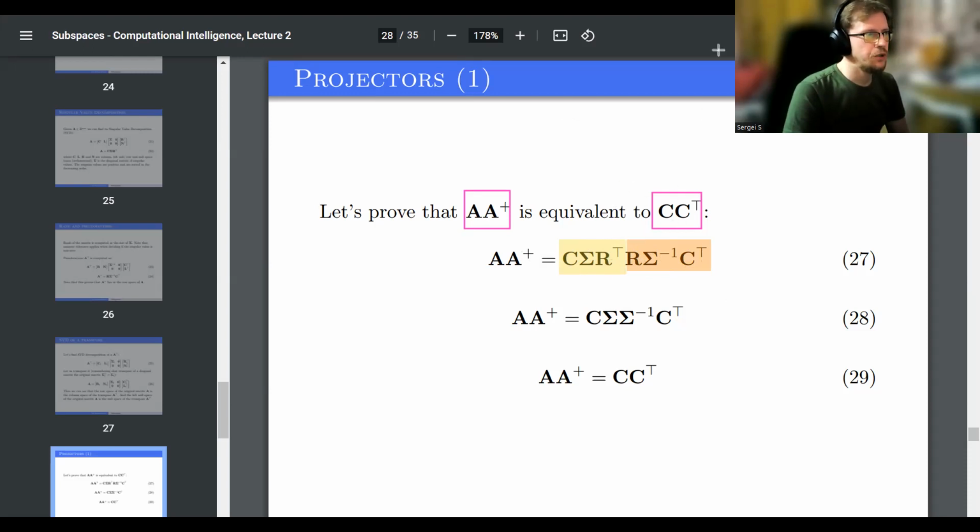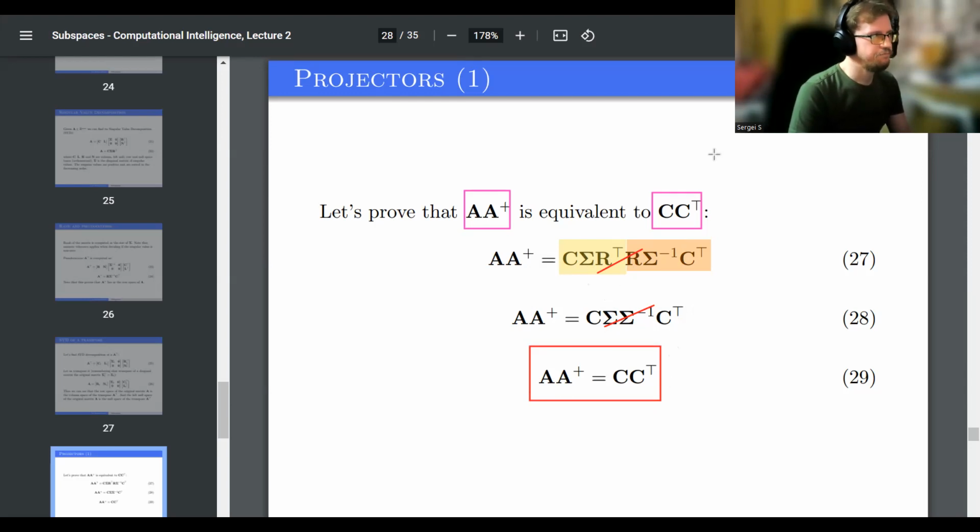So what do we do? First, we recognize that this here will go to 1, because R transpose R is 1. Next, we still have something that goes to 1: sigma times sigma inverse goes to 1. That's how we prove that A pseudo-inverse is equal to C transposed. Great.